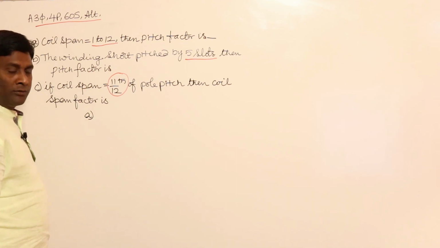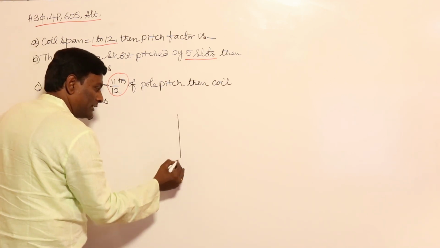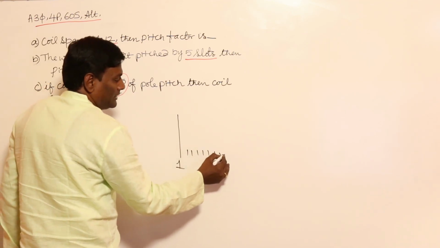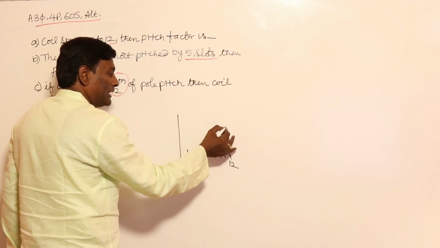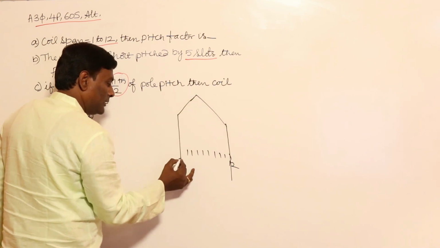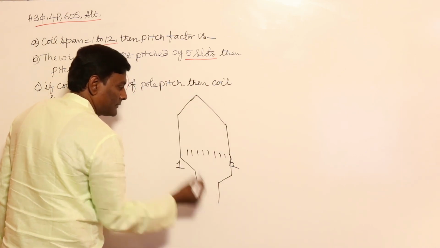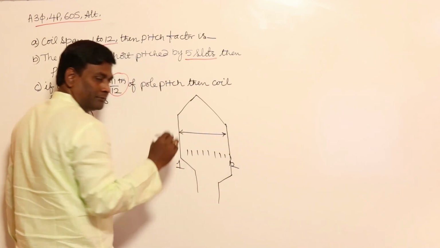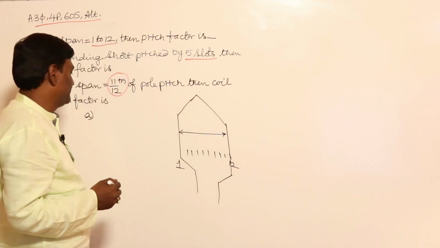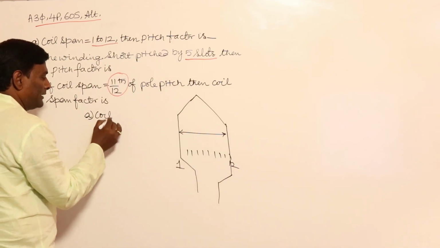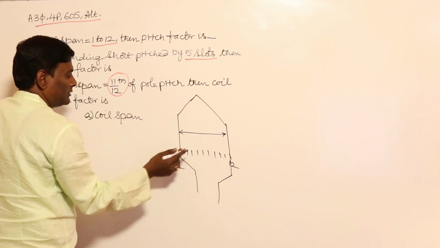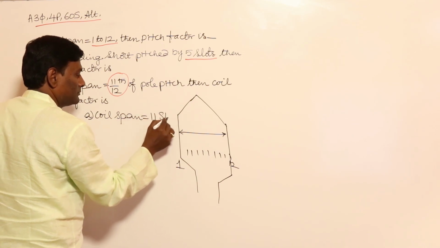Coil span equal to 1 to 12. So if I have first slot here, one winding, second, third, fourth, fifth, seventh, eighth, okay, and similarly, maybe 12th slot will come here. At the 12th slot we are going to keep a dash. Okay, so this is going to be the winding, so this is going to be coil span. So how many slots coil span is there? 12 minus 1 is going to be 11. So coil span equal to 12 minus 1 is going to be 11 slots.